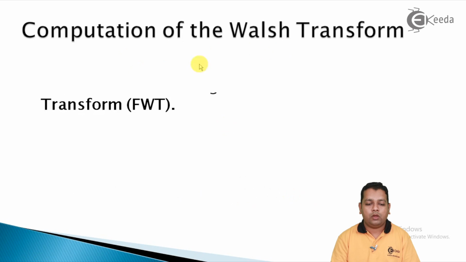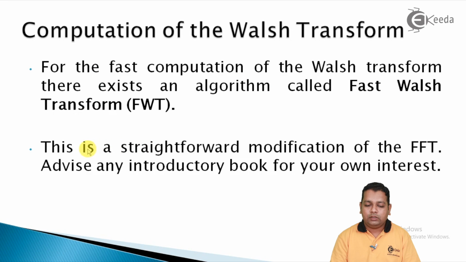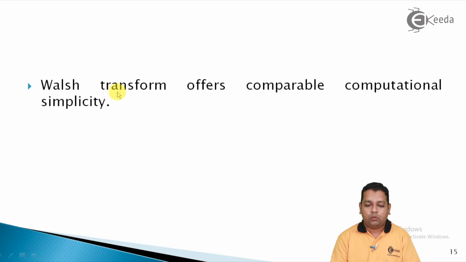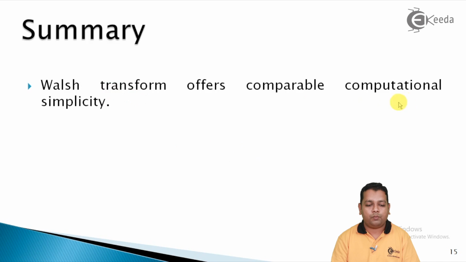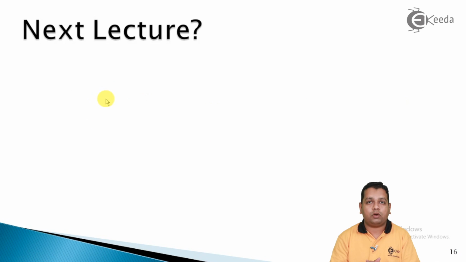As for the fast computation of the Walsh transform, there exists an algorithm called the fast Walsh transform, FWT, just as the discrete Fourier transform has its extension, the FFT, the fast Fourier transform. This is a straightforward modification of the FFT. Refer to any introductory book for your own interest. The Walsh transform offers comparable computational simplicity. I hope you have understood what exactly the Walsh transform is. It is very simple, and I hope you are understanding it well.